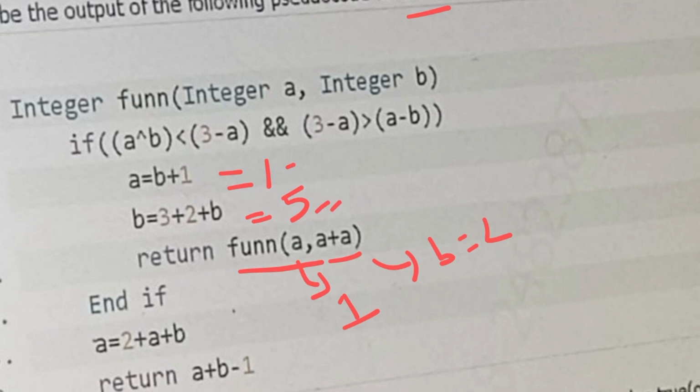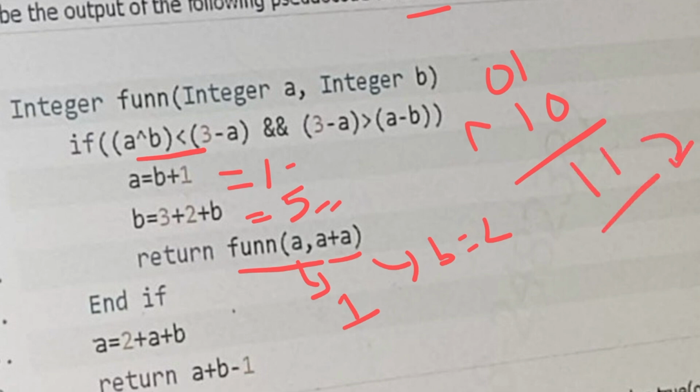Now we are checking the if condition again, if a XOR b less than 3 minus a. So a value is 1 and value of b is 2. So binary representation of 2 is 10. So if we calculate the XOR operation, then one condition is true, one condition is false. So true, true. Okay, so this is the binary representation of what? 3.